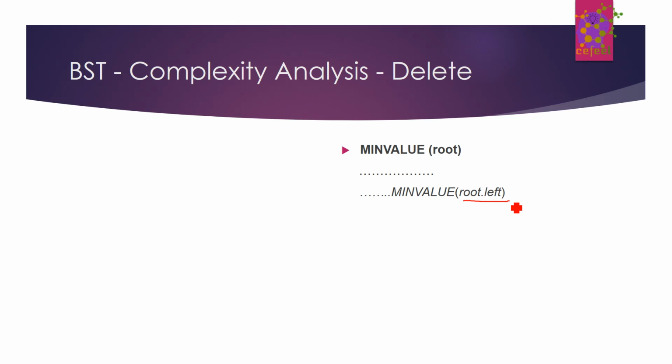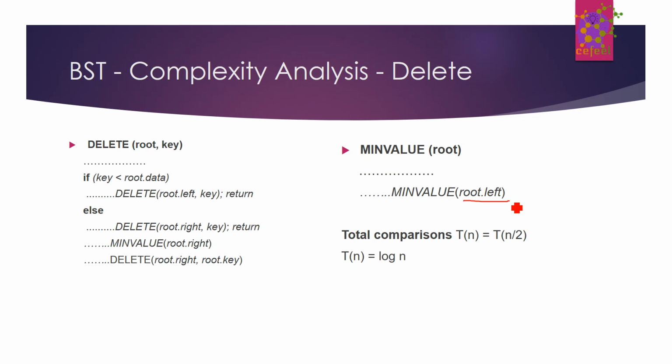And in fact, if we write down the recurrence relation for the min value, it's T(n) = T(n/2), which means every time it just calls its left subtree recursively. If we solve it, this will give us log n, which means it traverses through the height of the tree. Now let's come back to our delete operation and see the different calls which we have.